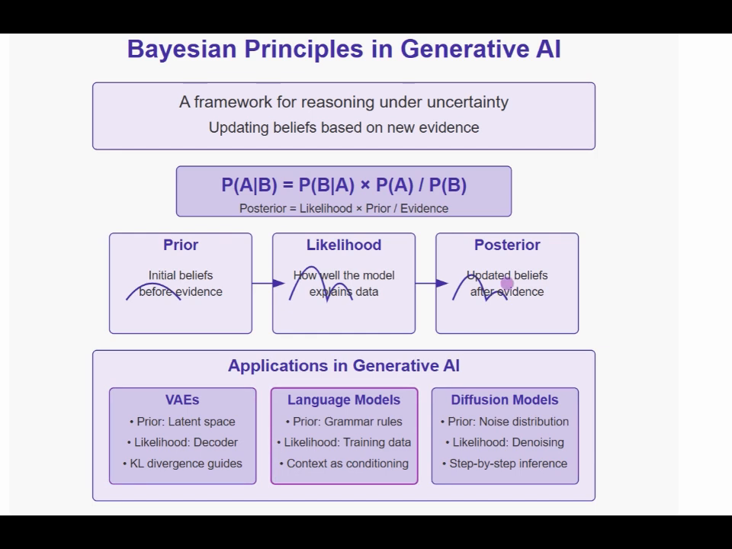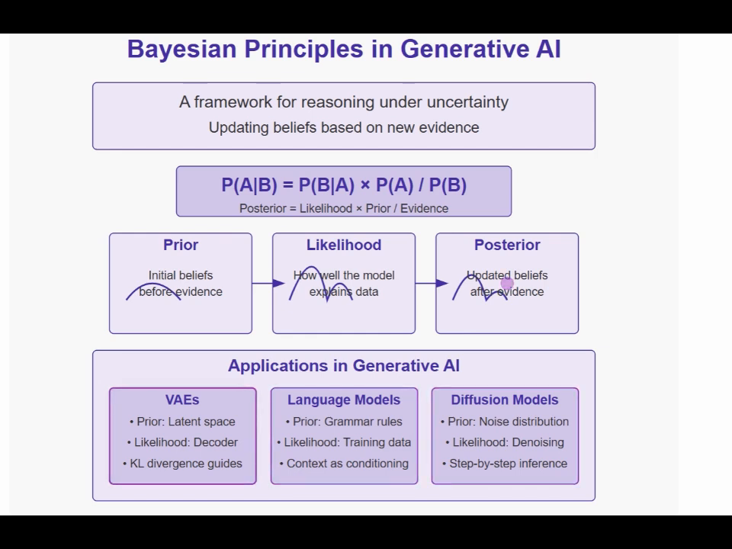The three components of Bayesian reasoning: 1. Prior beliefs, initial assumptions before seeing any evidence. In AI, these are the initial parameters or distributions. 2. Likelihood, how well the model explains the observed data. This measures the compatibility between data and our hypothesis. 3. Posterior beliefs, updated understanding after incorporating new evidence. This represents the refined model after learning. Applications in generative AI models.